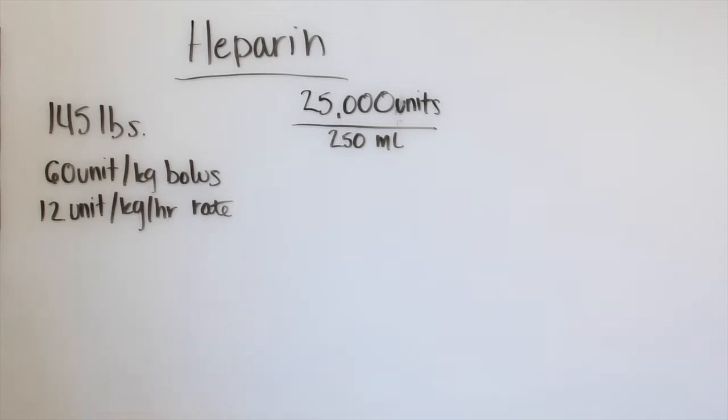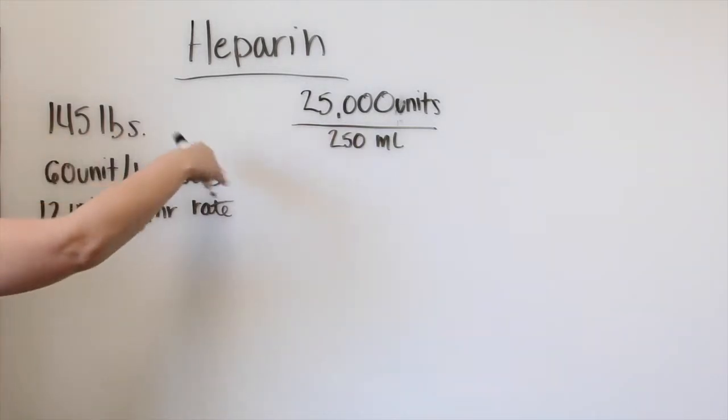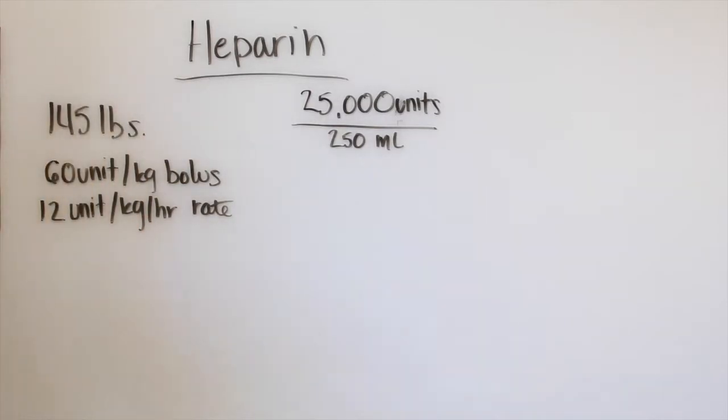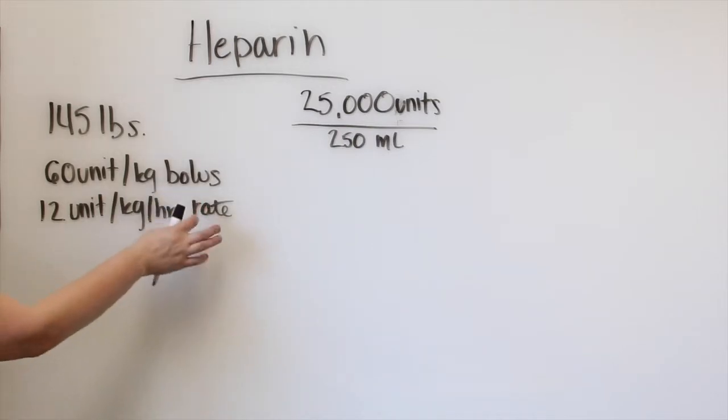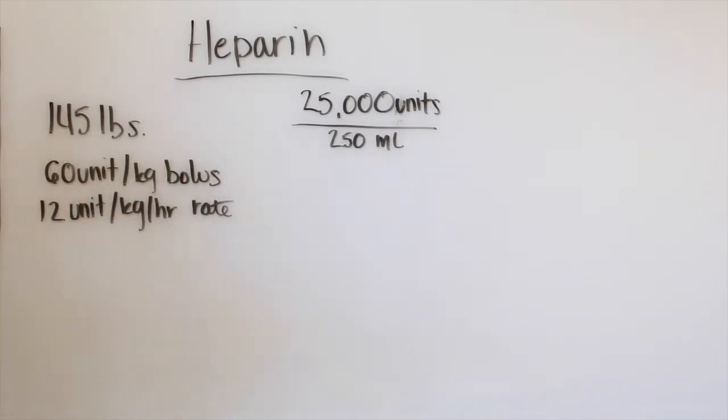So we're going to figure out, given these facts here, how many units and how many milliliters we need to give the patient for the bolus, and the hourly rate. And then we're going to talk about titrating that up or down depending on the patient's PTT.